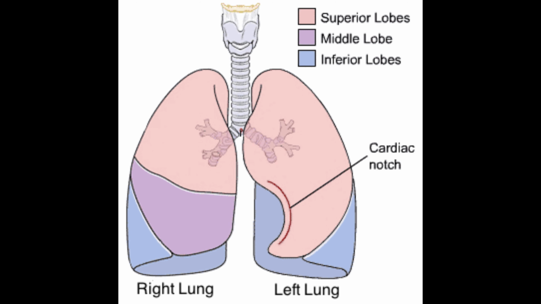The cardiac notch. The cardiac notch is a concave indentation located on the medial surface of the left lung, adjacent to the heart. Its function is to accommodate the heart's position within the chest, allowing space for the heart while still enabling the left lung to expand during breathing.